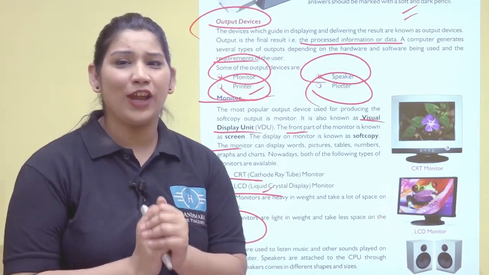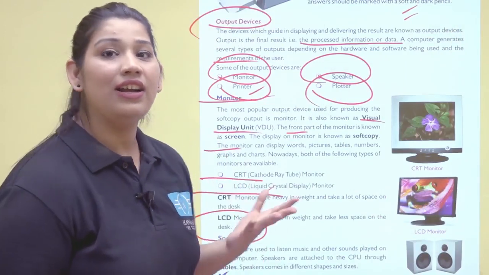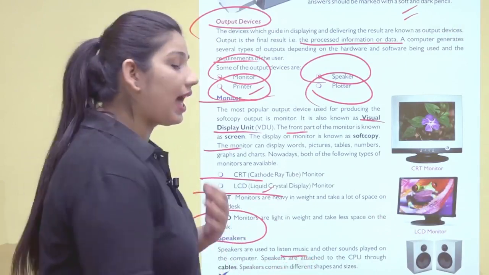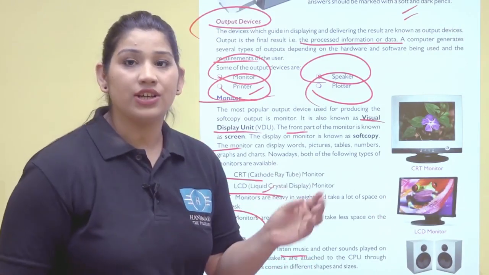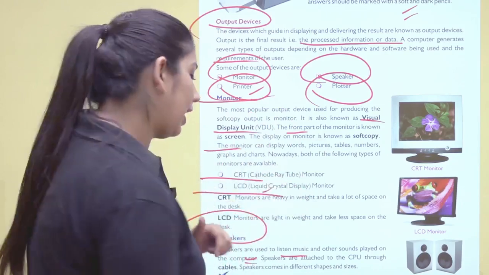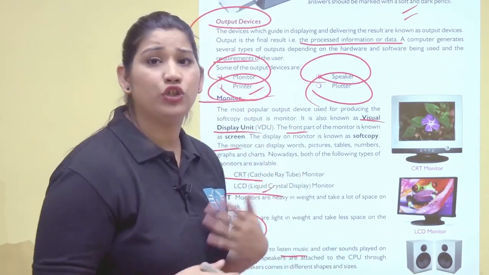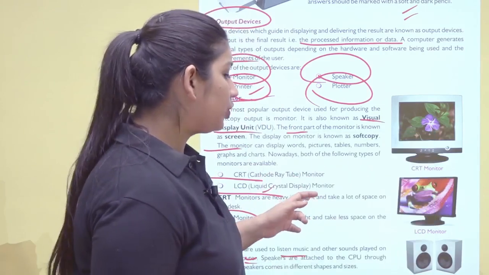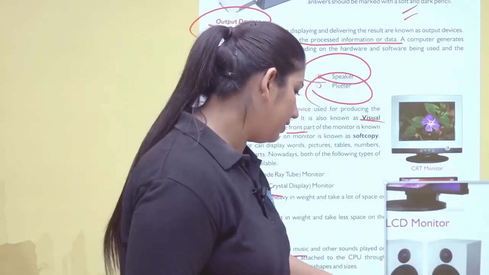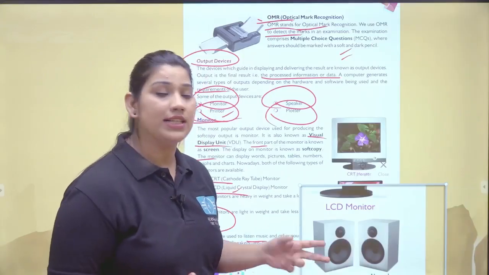Next comes speakers. Yes, it is your favorite device. The speakers are used to listen to music and other sounds played on the computer. Speakers are attached to the CPU through cables. Speakers come in different shapes and sizes. You must have seen speakers. Let me show you the close picture of speakers. This is the image of a speaker.